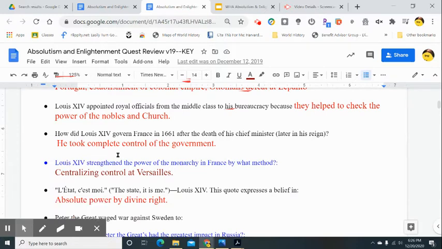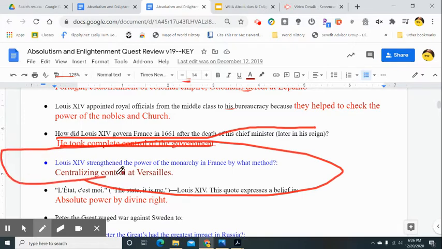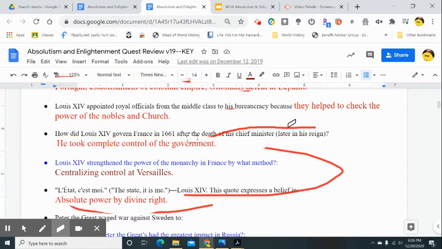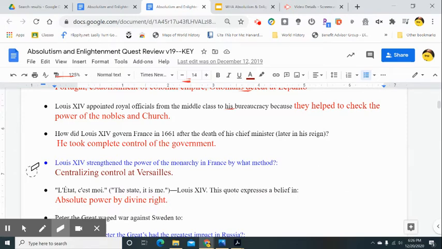How did Louis govern in France? Again, he took complete control of the government. That one's also off there, after the death of his minister, even though that was in the video. He took complete control of the government, centralizing control. This one is on there. Same thing with this one. They're both on here. Centralizing control at Versailles, keeping the nobles there. Remember, centralizing power at Versailles.